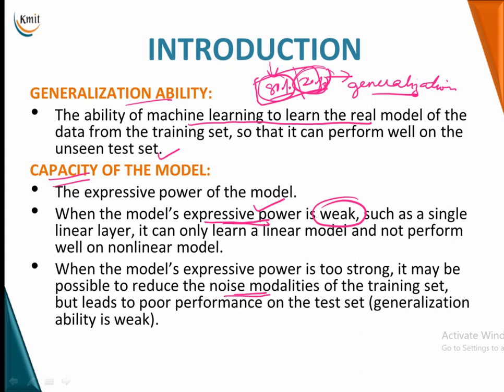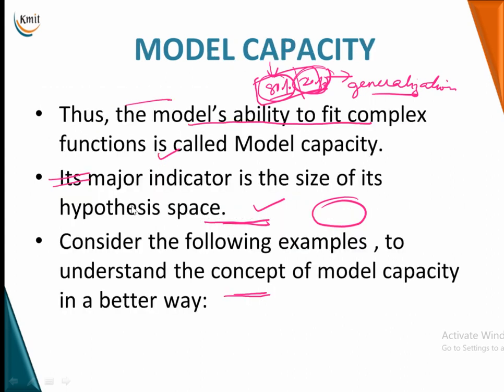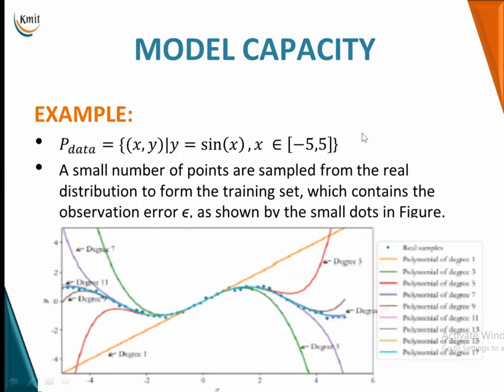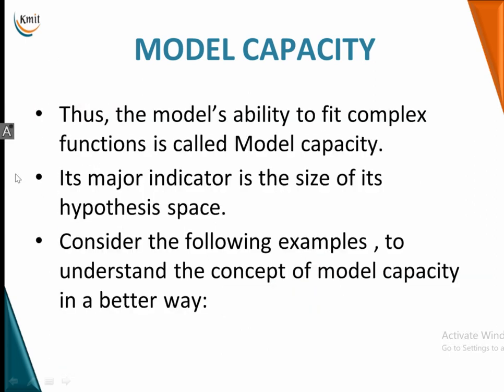So now what we want here is to find out what is model capacity. The model's capacity is its ability to fit complex functions, for which you should have ample number of layers, and you should be able to fit your complex functions properly. Your generalization need not be too weak, and need not be very strong, where again it is going to even predict for noise in the data. So we see that you are going to get a properly fitted model, and the major indicator of the model capacity is the hypothesis space.